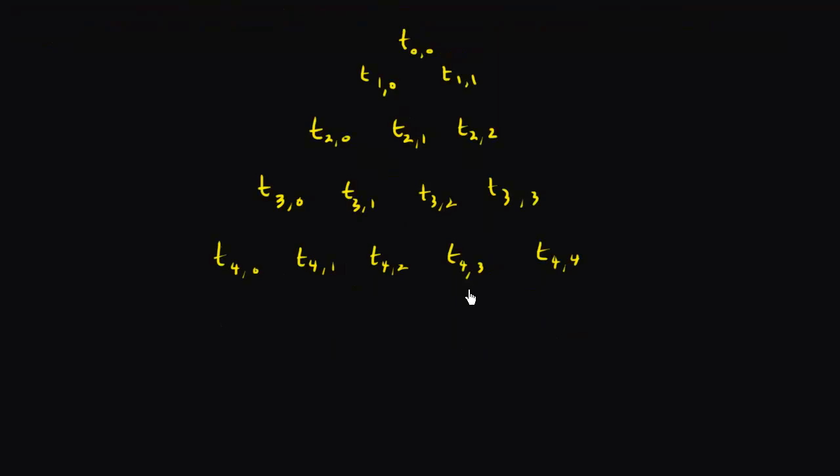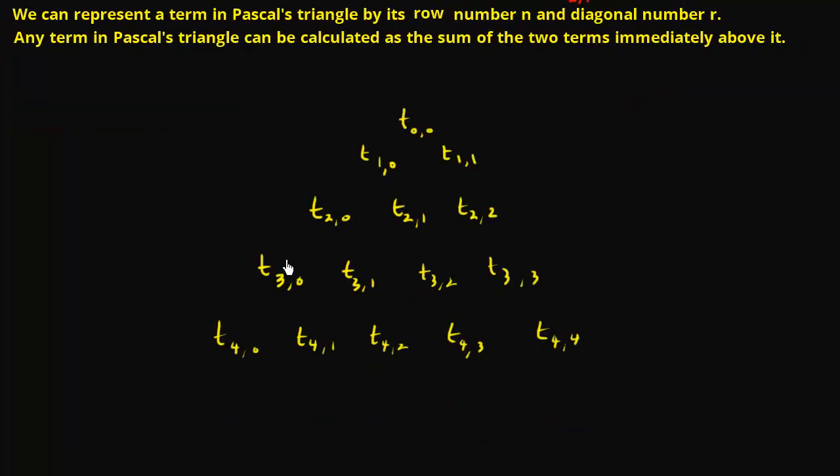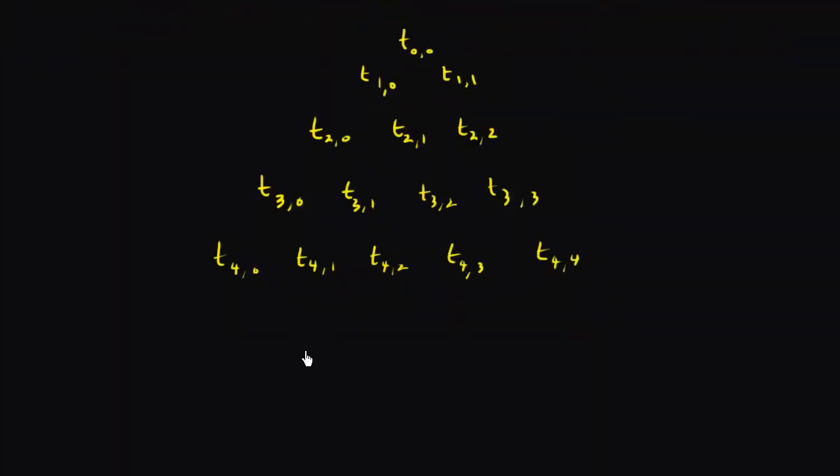Okay, another thing to note is that there's an additive pattern, and any term in Pascal's triangle can be calculated as the sum of the two terms immediately above it. If I have T sub n comma r, where n is the row number and r is the diagonal number, well, that's equal to the sum of the two terms in the row above it, immediately above it in the triangle.